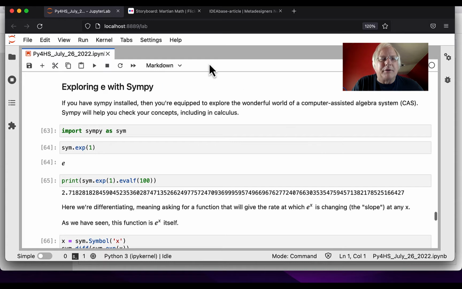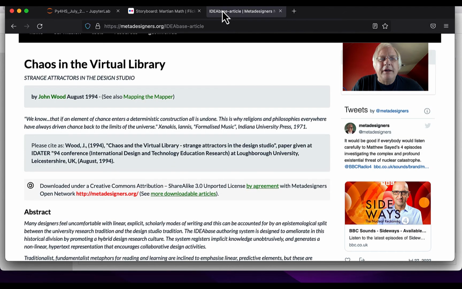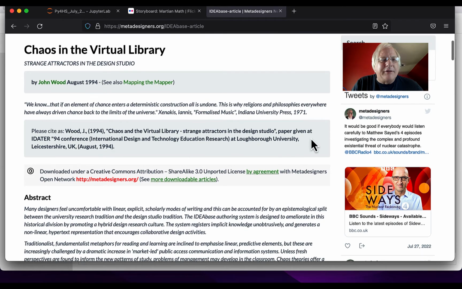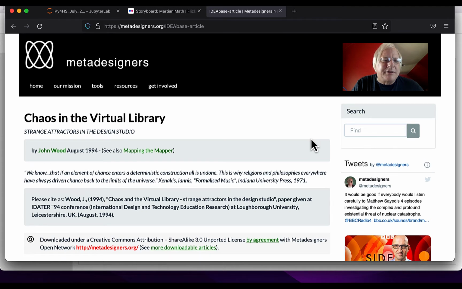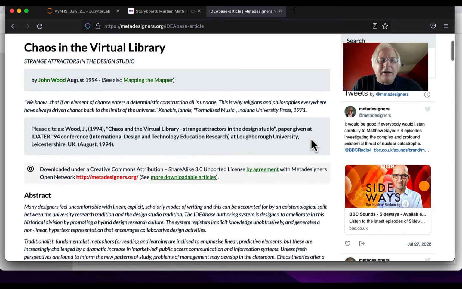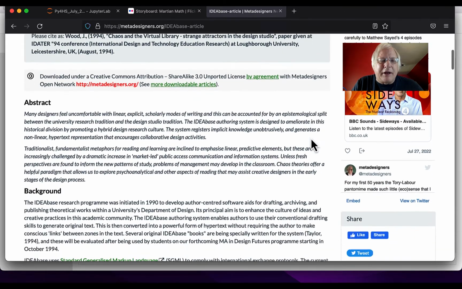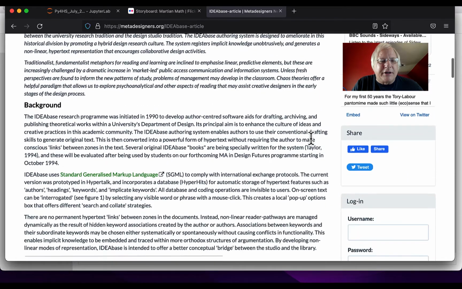We're introducing Jupyter Notebooks. So that was the last few videos, and woven throughout here because I have kind of a bouncing around style about my teaching pedagogy. My andragogy is bounce around spherical pinball machine. And this Chaos in the Virtual Library article at Meta Designers by John Wood, this goes back to the 90s, 94. It's about exactly this topic of nonlinear versus linear.